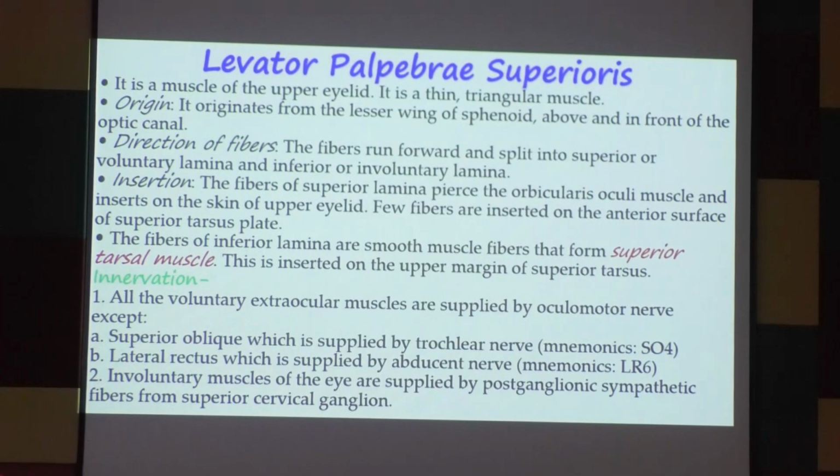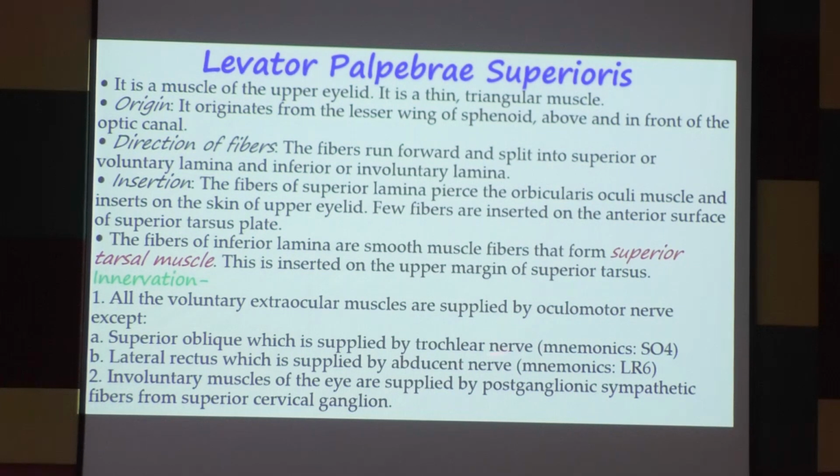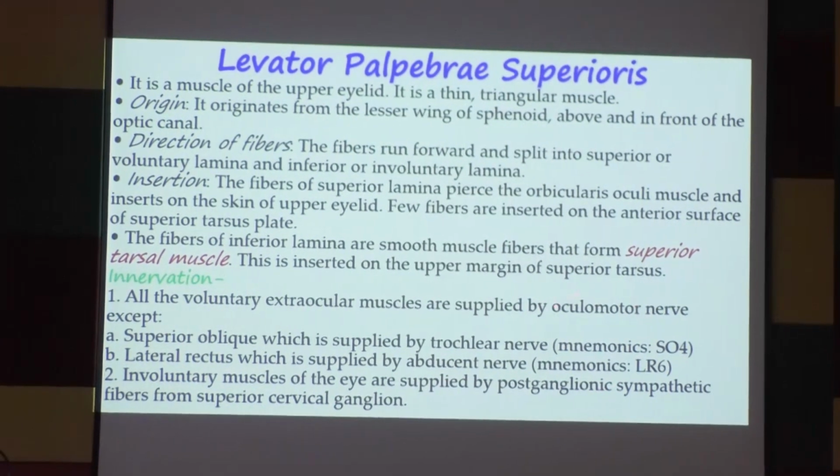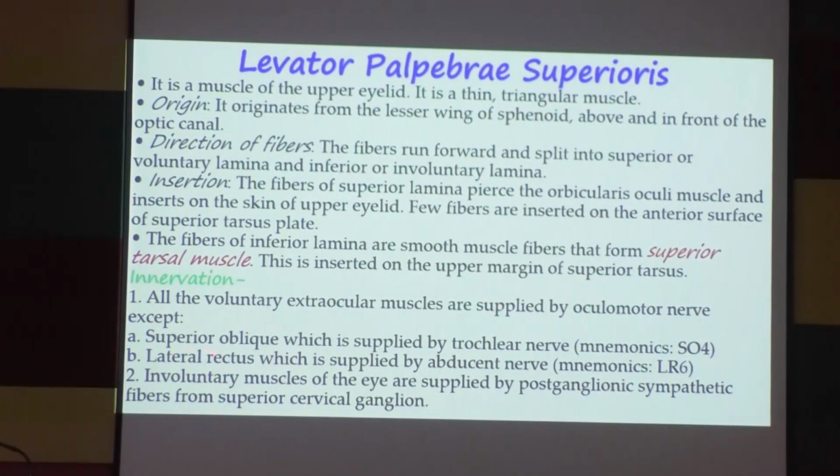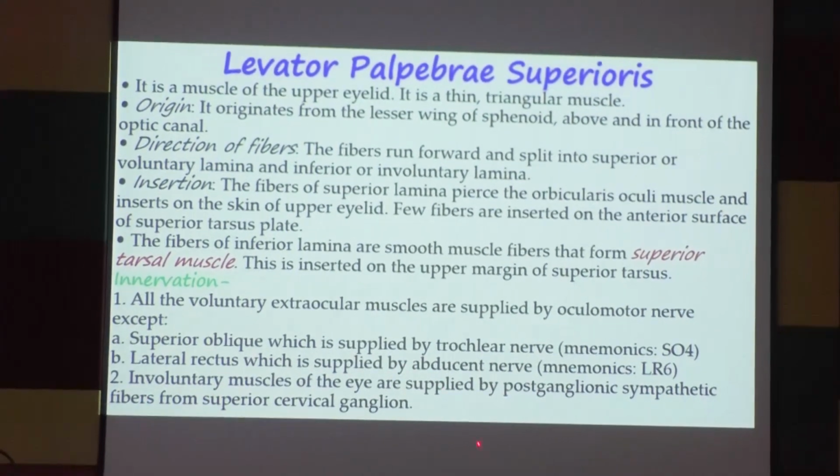Now here is the innervation. All the voluntary extraocular muscles are supplied by oculomotor nerve, except these: SO4, LR6, rest is supplied by oculomotor. Superior oblique by trochlear nerve, lateral rectus by abducens. And involuntary muscles of the eye are supplied by postganglionic sympathetic fibers from the superior cervical ganglia. So these are the nerve supply of all the orbital muscles.